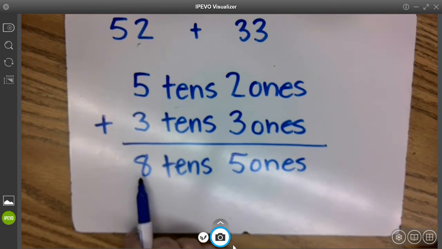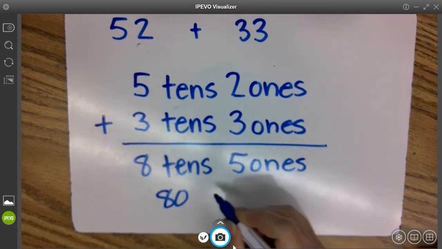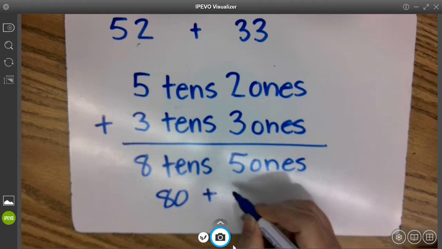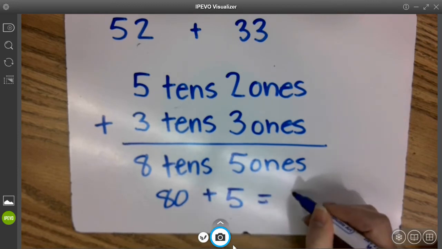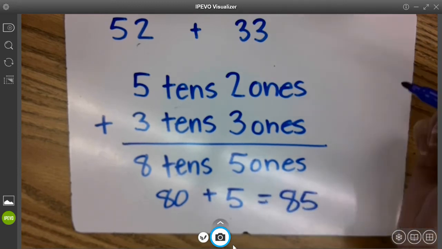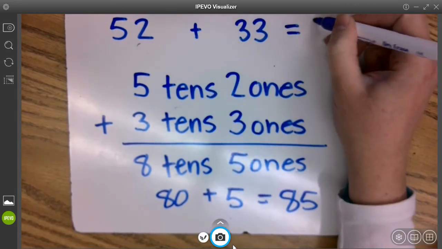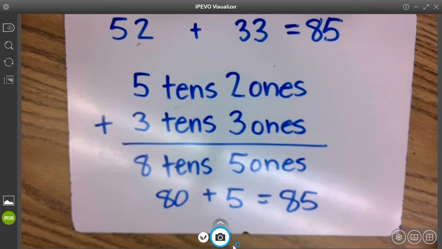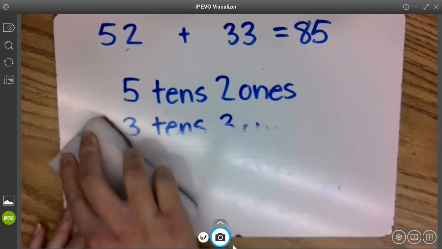Yeah. Okay, so now I'm going to write this out. 8 tens is 80. 5 ones is 5. Bump out the 0, and I have 85. So 52 plus 33 equals 85. Okay? See how simple that was to add those greater numbers when you think about your tens and ones? Let's do another one.